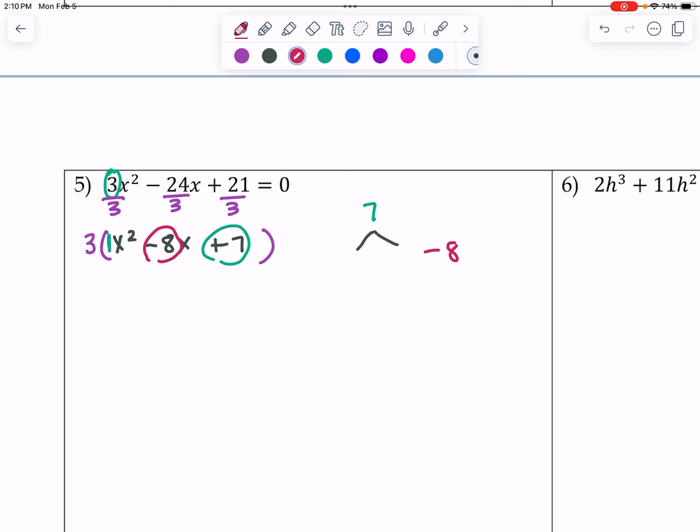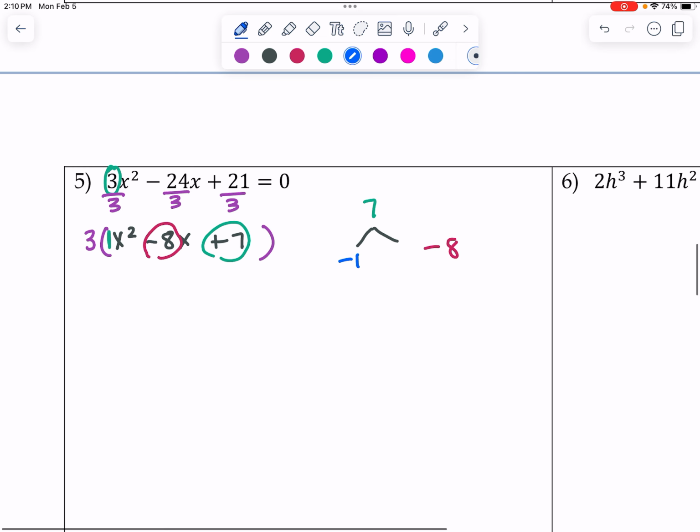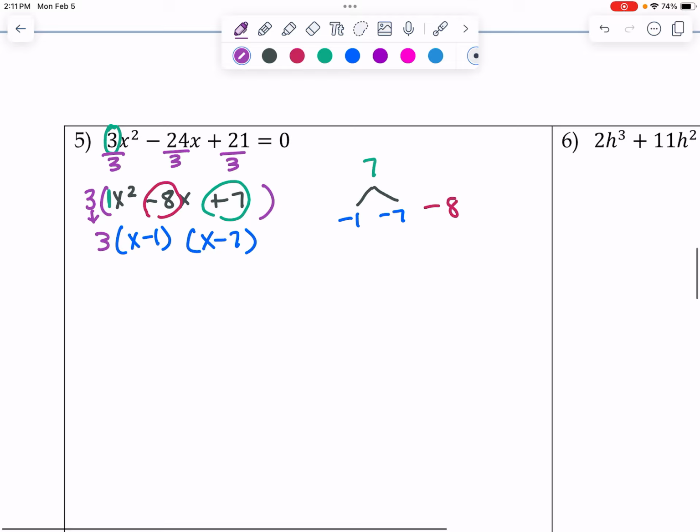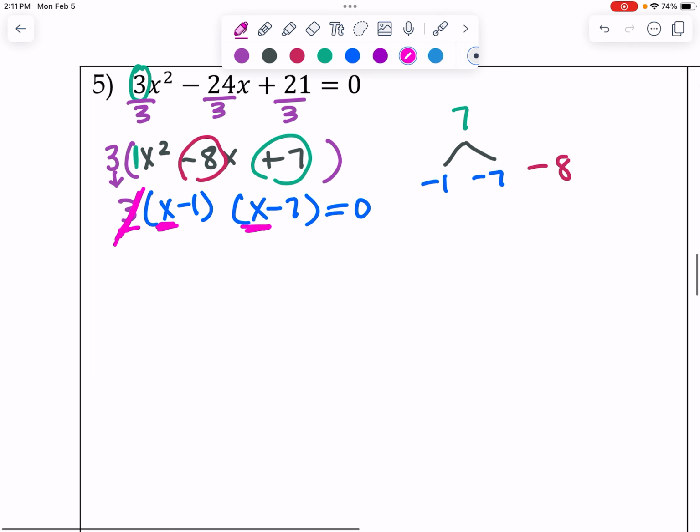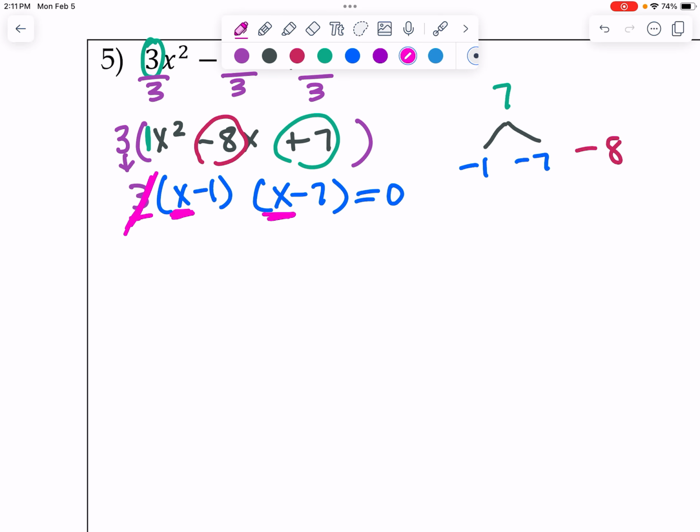And so those numbers would be -1 and -7. And so x minus 1, x minus 7, and then technically that 3 should still be there. But when we're solving, it doesn't really make a difference because you're only going to have a solution where you have an x. If there's no x here, you can cross it off and ignore it. Okay, you only have a solution where you have an x.